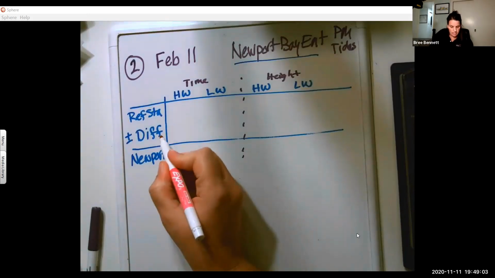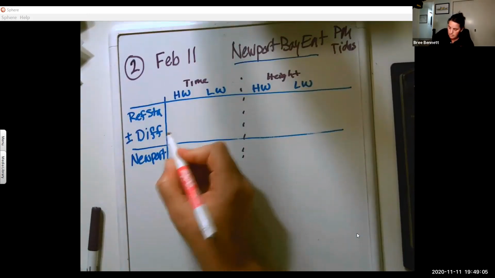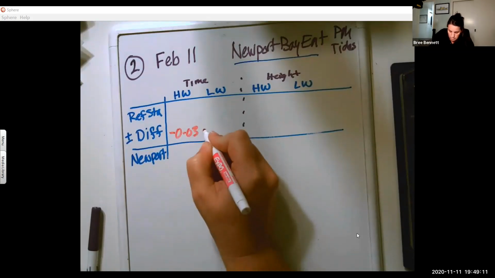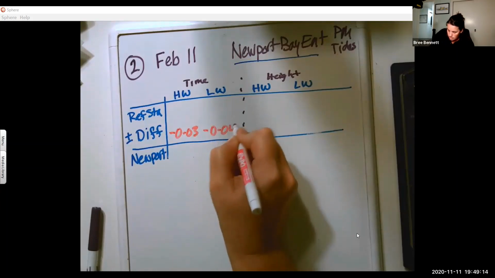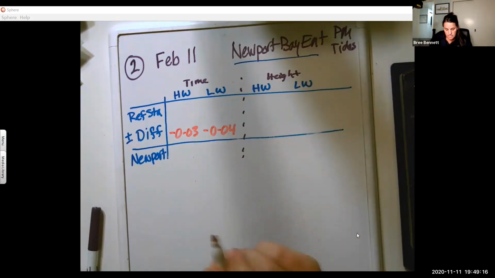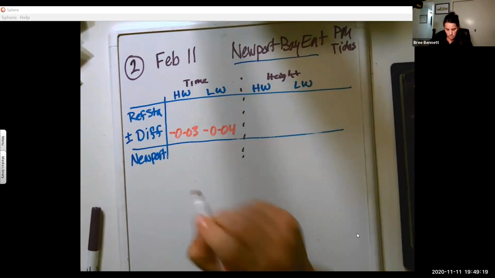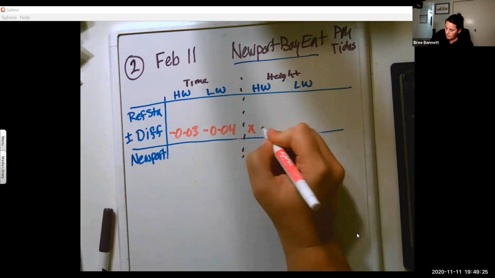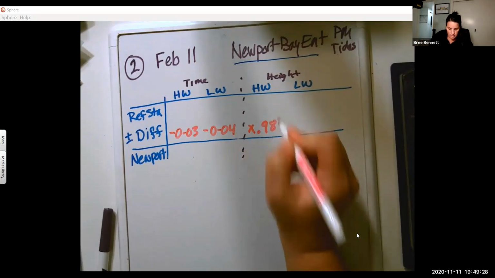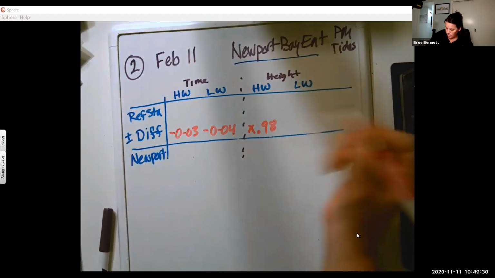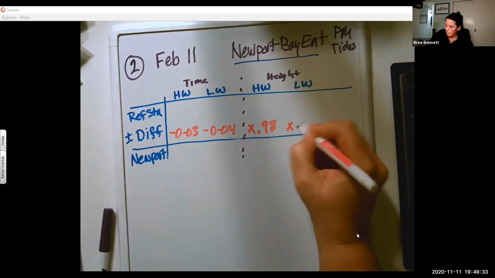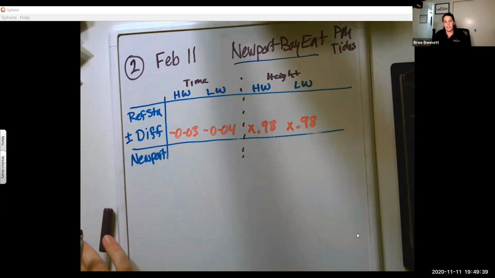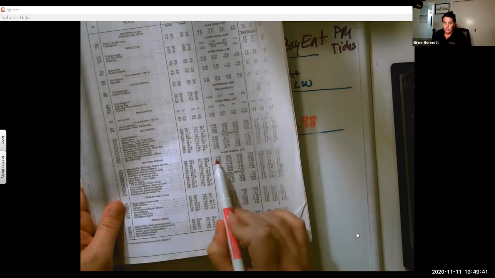So for differences, for Newport, it gives me minus 0.003, minus 0.004. And this is hard to see, but that is a multiply. That is a little star, a little asterisk. So for my height, I'm going to multiply by 0.98. And for my low water, I'm going to multiply by 0.98. So here I just copied exactly what it says right here.